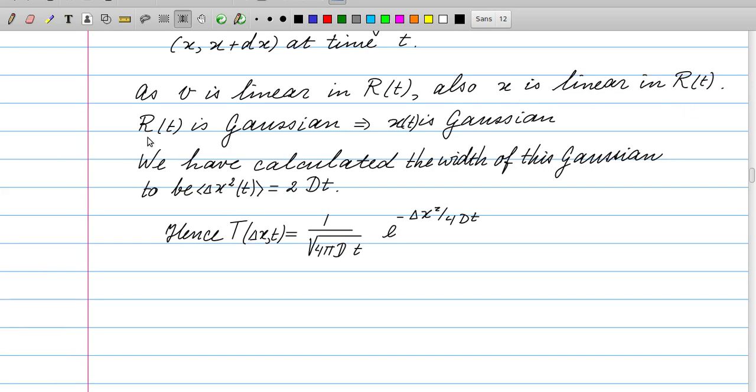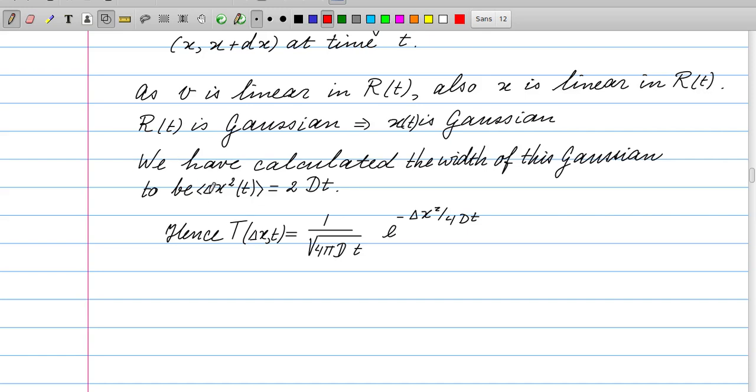Now RT has a Gaussian distribution, and because x is linear in R, xt is also a Gaussian distribution. If we have a Gaussian distribution, consider for example e to the power minus alpha x squared, then if I change x by ax plus b, that will also be a Gaussian distribution. Any linear transformation leaves the Gaussian character of the distribution invariant. Now we have calculated before that the width of this Gaussian was 2 times d times t. That was the diffusion law.